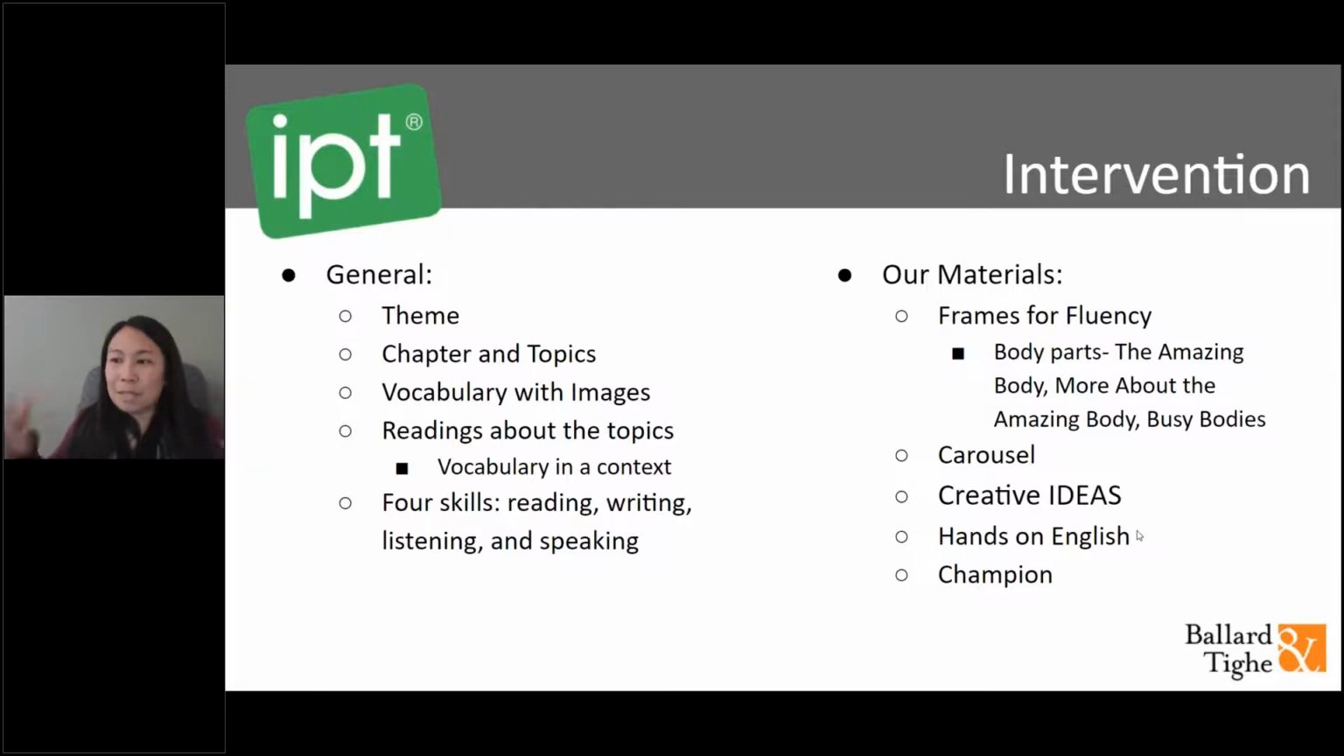Readings about that same topic. So we could have readings about a specific occupation, or the character is a veterinarian and is working on a farm. Then you'll see the vocabulary in context, like the word veterinarian.